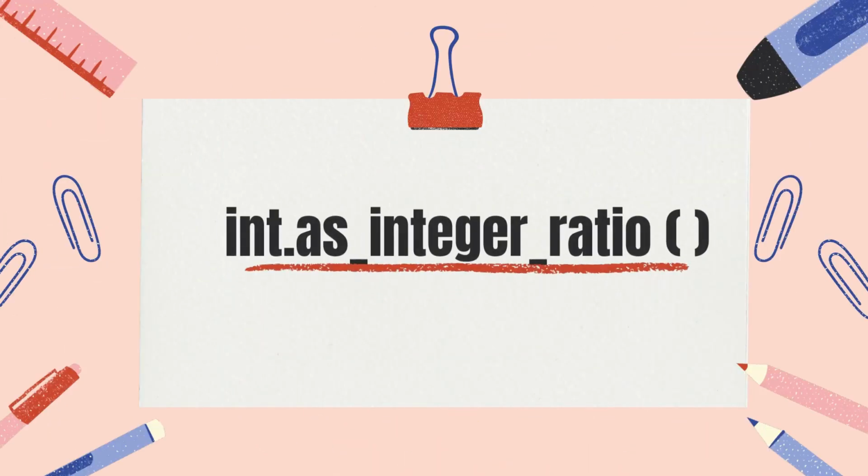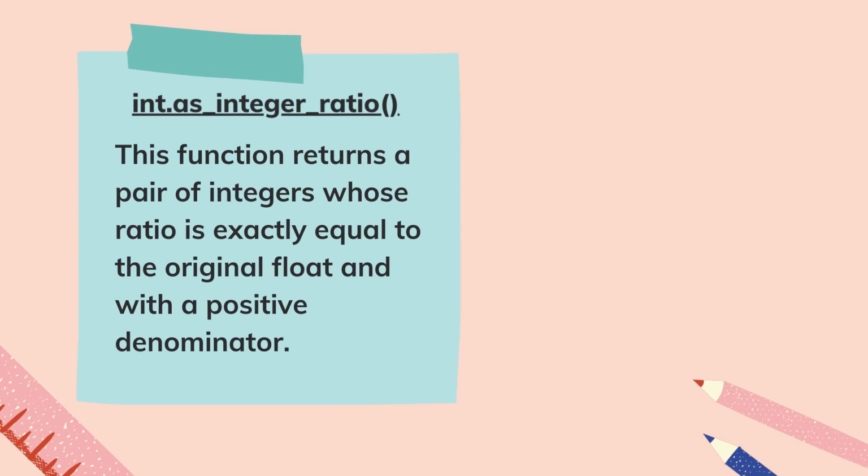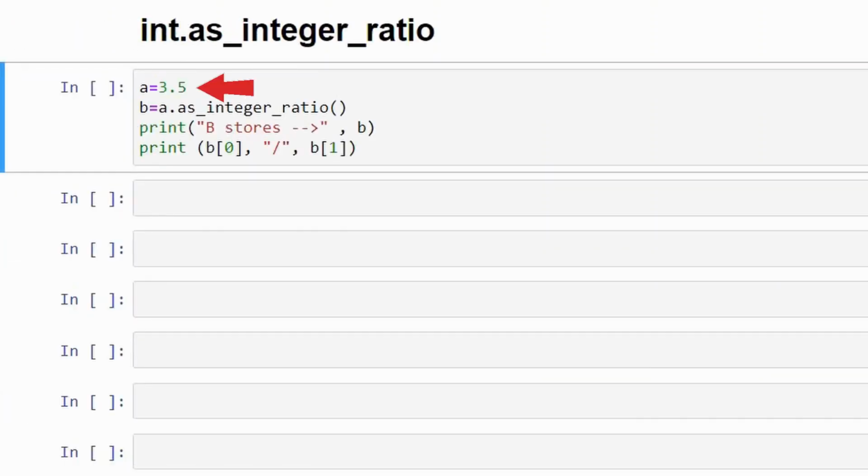First is as_integer_ratio. This function returns a pair of integers whose ratio is exactly equal to the original float and with a positive denominator. Also note, for an integer, this function will always return the integer as the numerator and 1 as the denominator. Example is a = 3.5.